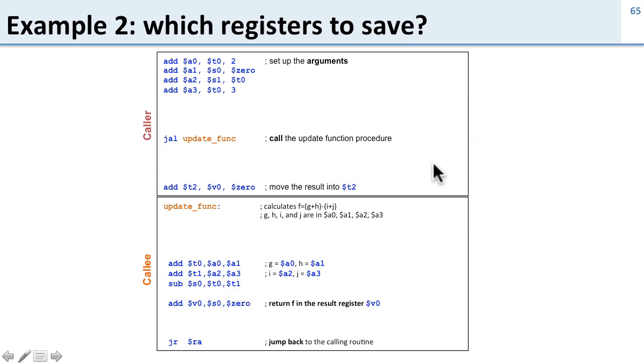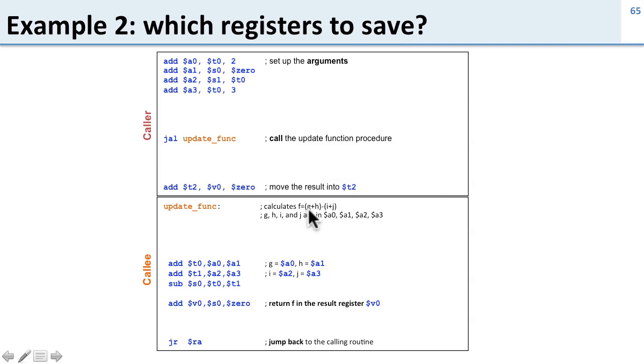So let's take a look at another example. Here's the code for this example. You can see we start out setting up our arguments. We're moving different values into our argument registers. Then we're going to call update function. Update function comes down here, and what's it going to do? It's going to do a little bit of work.